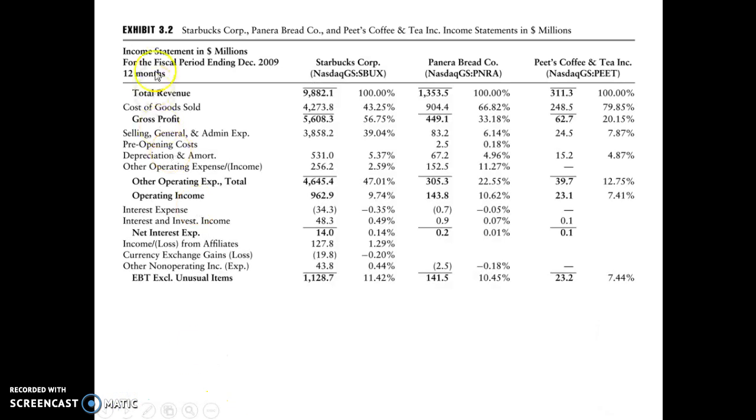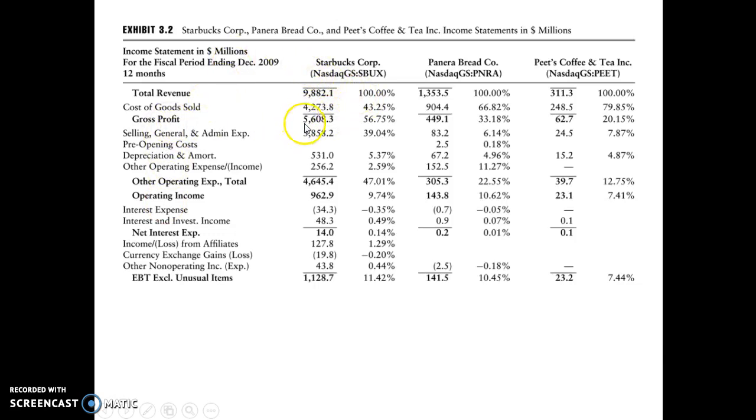I want to take a look now at Exhibit 3.2, and this is a comparison of Starbucks, Panera Bread, and Pete's using common size financial statements. So what common size means is we take the raw numbers and we convert them to percentages. So let's look at Starbucks here. Total revenue represents 100%. If we take cost of goods sold and divide it by total revenue, we see that their cost of goods sold was 43.25% of total revenue.